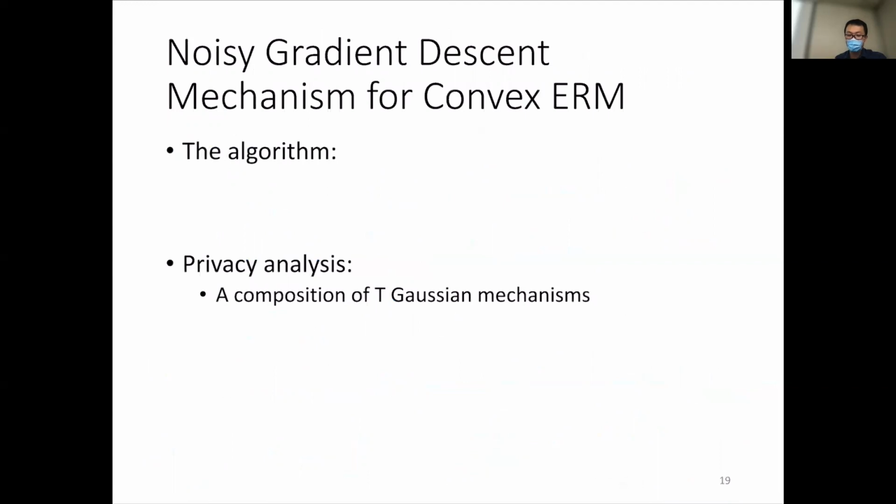So the algorithm is actually very straightforward. It simply adds noise artificially to this gradient, plus eta t and the sum of the gradient of Li at theta t, right? So this is our gradient of f at theta t, right? So the noisy gradient descent algorithm simply uses the Gaussian mechanism to privately release this.